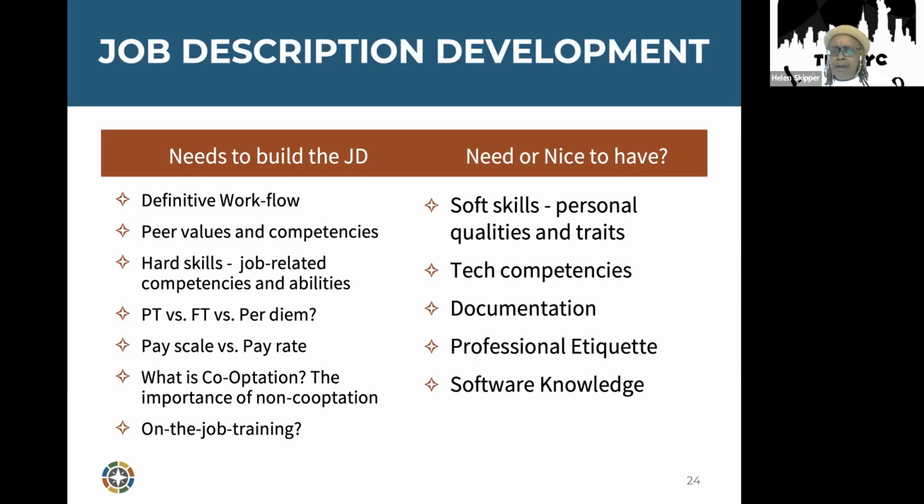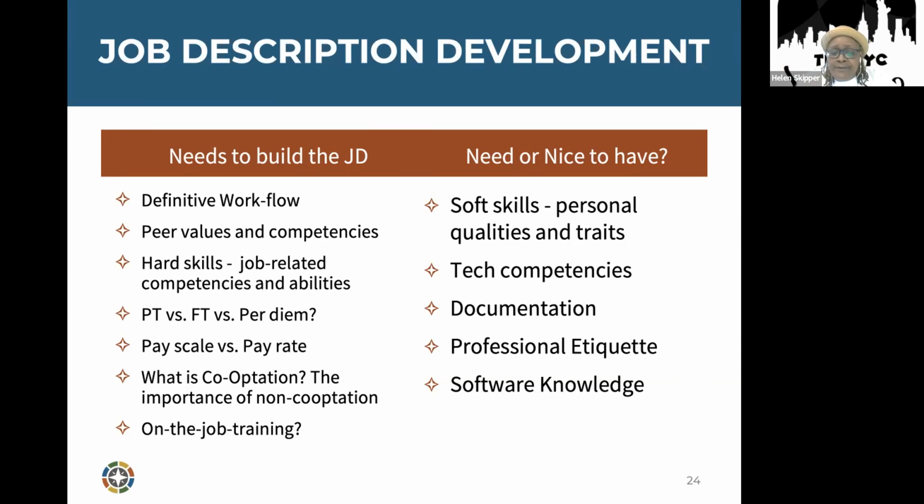And how come most of them are part-time? Why can't they be full-time? Why do a lot of people want to do per diem? We need to know about the differences between pay scale versus pay rate. We need to know that people who are directly impacted and people who are peers, we want to have a decent wage, a decent cost of living wage, just like everyone else.